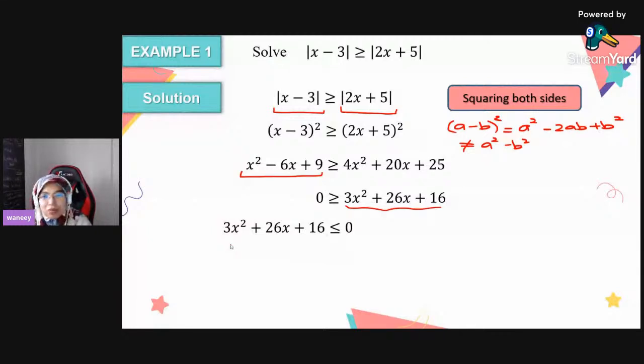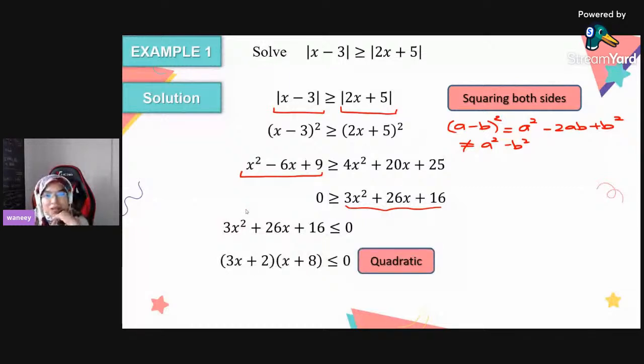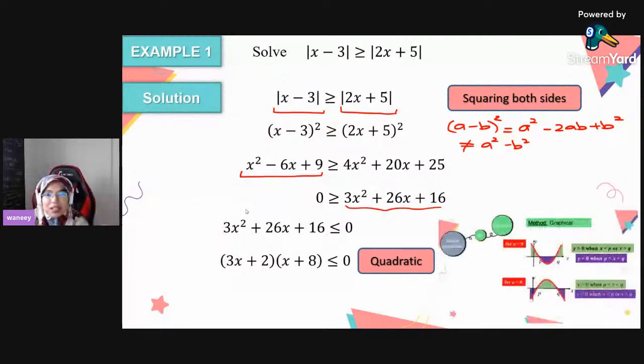Okay, so now you might want to think a little bit. What kind of inequality is this? So we have three types of inequality, right? So we have either a quadratic, a linear, or a rational function. So basically, this is not a linear function because the highest power is x squared. So this is a quadratic. Okay, so quadratic. How are you going to solve a quadratic inequality? You need to do the graphical method.